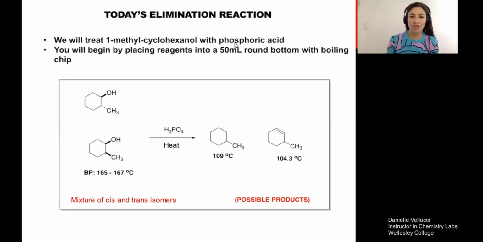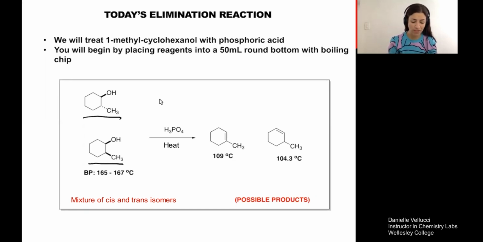So the reaction we're going to be doing today will be starting with methyl cyclohexanol. We have two possible diastereomers, the cis, where the alcohol and methyl are on the same side, and the trans, where they're on opposite sides. Our starting material is purchased as a mixture, and whether or not the reactant is cis or trans should not largely affect the outcome of the reaction.